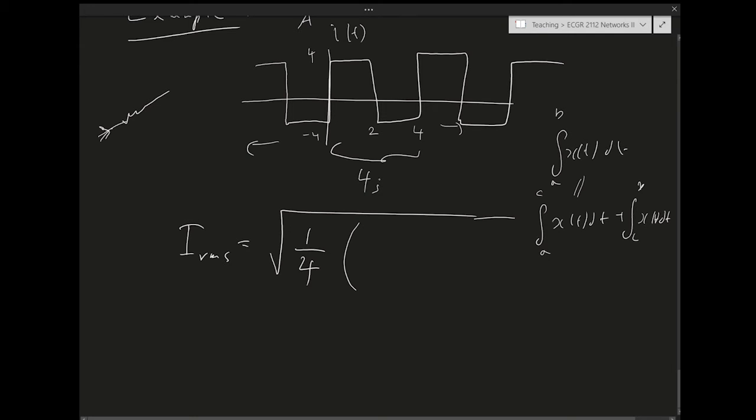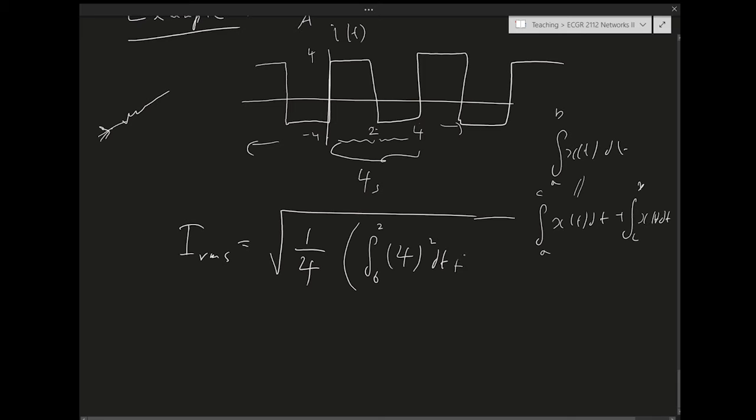Okay, so I can integrate from 0 to 2 and then from 2 to 4. I want to separate the integral into subintervals because the form of the equation inside the integral varies depending on what interval I'm in. This allows me to plug in the various equations for the various intervals. So I first integrate from 0 to 2. Inside that interval, the value of the function is 4. So I take 4, square it, dt.